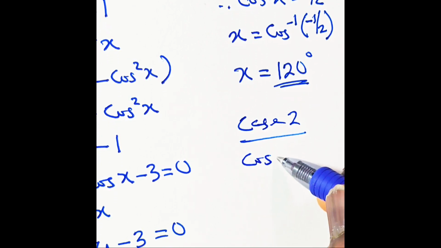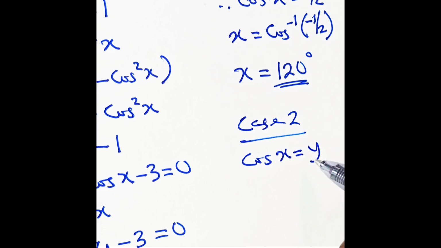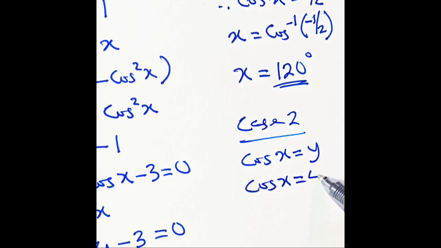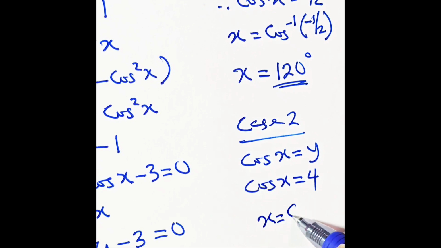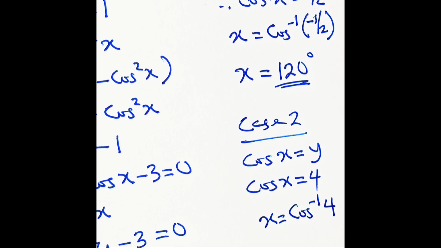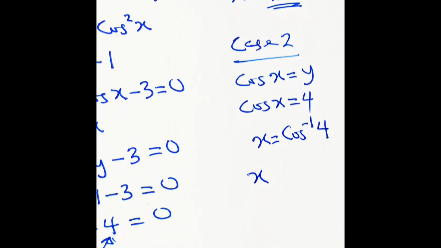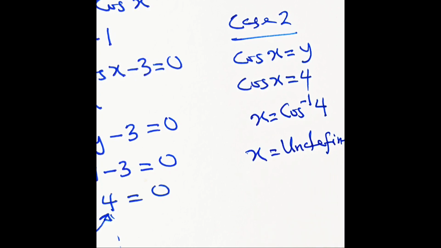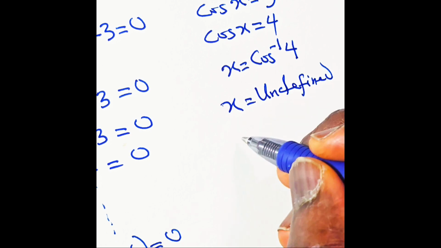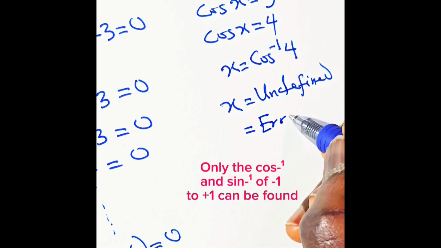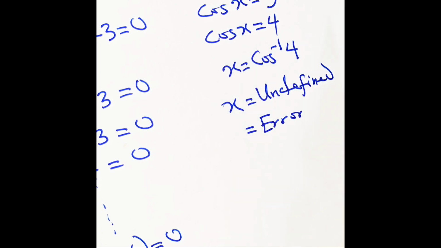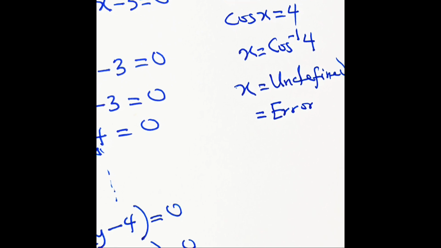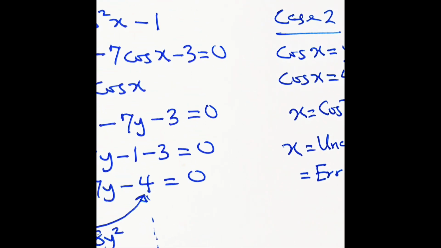On case 2, let's see if we can get something from that. We know that we let cos x equal y. So if cos x equal y, we're going to have cos x equal to 4. Then x will now be the cos inverse of 4. And the cos inverse of 4, in this way, x is going to be undefined. We can't define x here. You could say it's going to give you an error. That means we can't use this. So the solution to that question is x equals 120 degrees.